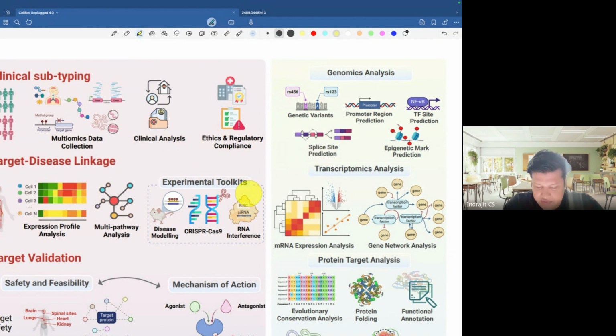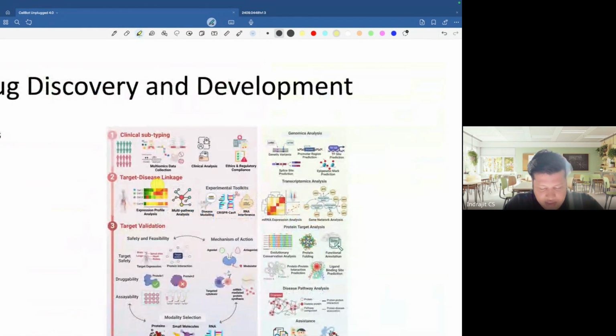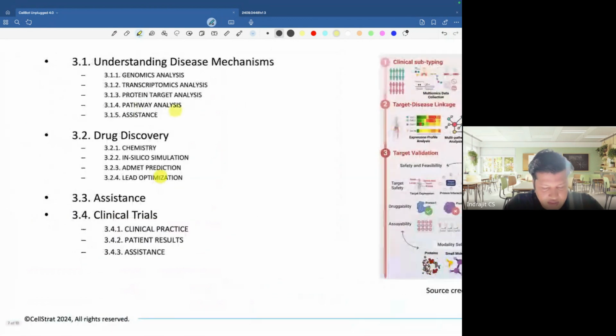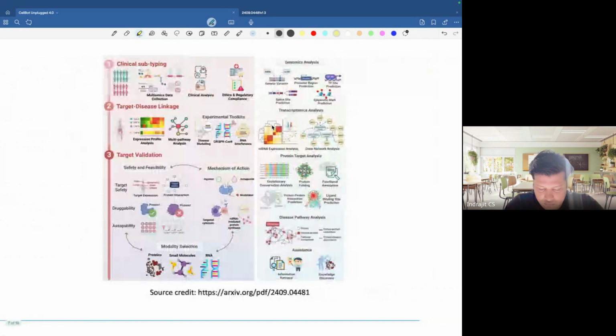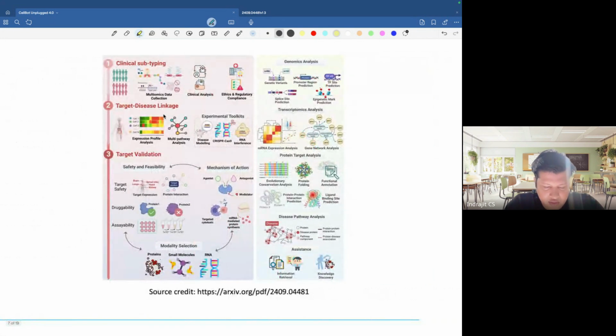Then the next step is target disease linkage. If you look at these five parts of the disease mechanism identification, we are going to go through each of them one by one, and then go to the drug discovery stage, which is chemistry, in silico simulation, ADMET prediction, and lead optimization. Okay, any questions so far?